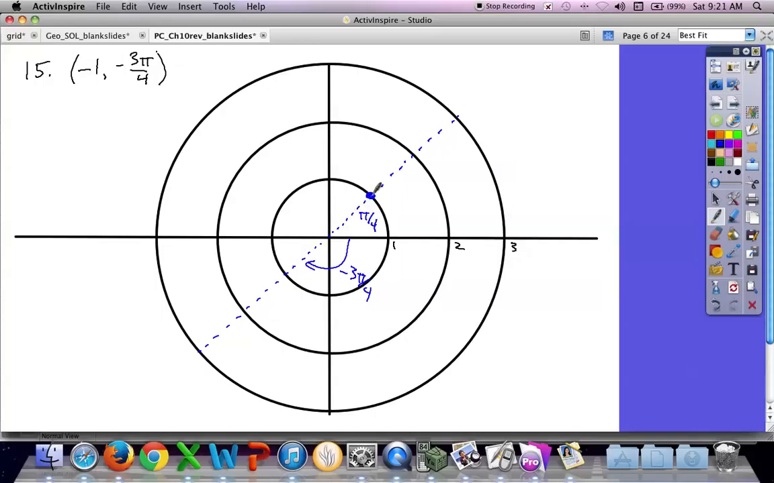And again, in order to convert to rectangular, we're using these substitutions. Right? So that'll give us -1 cosine -3π/4, -1 sine -3π/4. Okay, well, and this is a little tricky now.